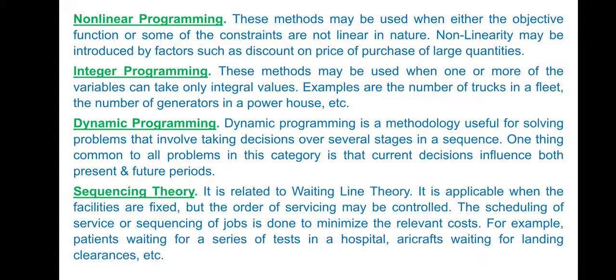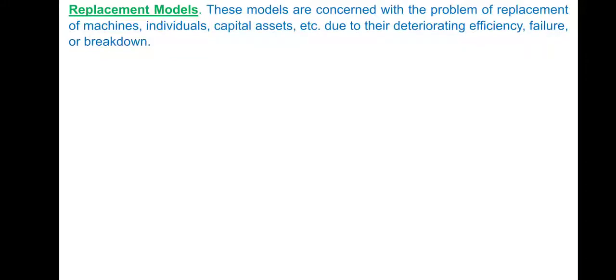Sequencing theory. It is related to waiting line theory. It is applicable when the facilities and machines are fixed. How can we make it work with the shifts of human beings? Servicing may be controlled. Scheduling of service and sequencing of jobs is to be done, to minimize the relevant cost. In that situation, this will be used. Which one? Sequencing theory.